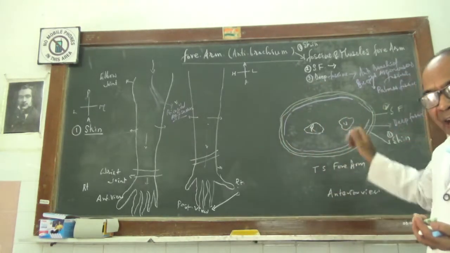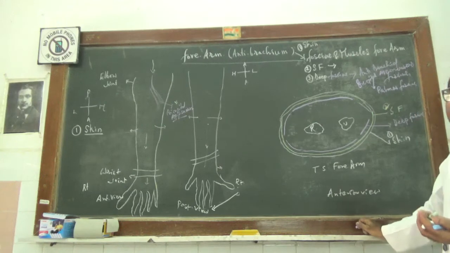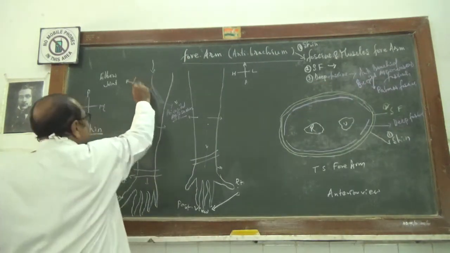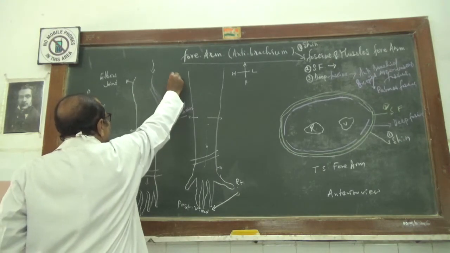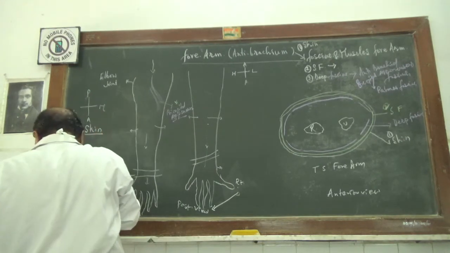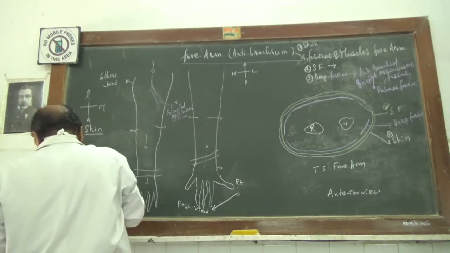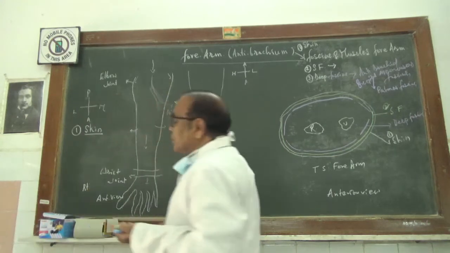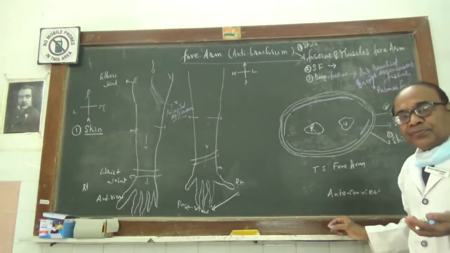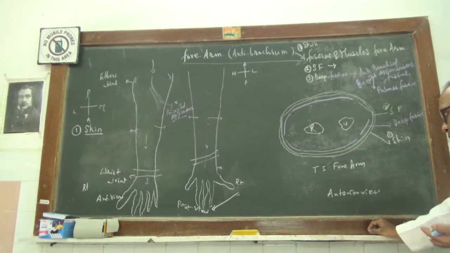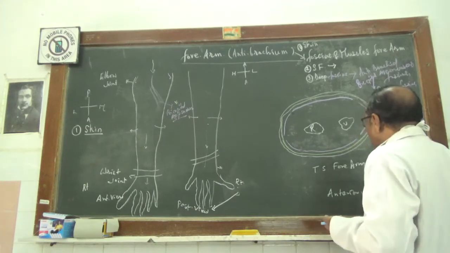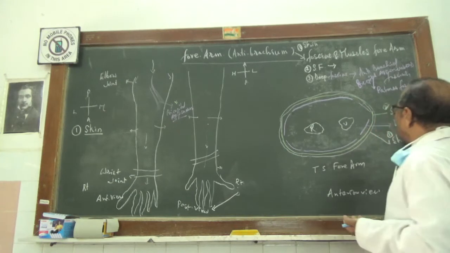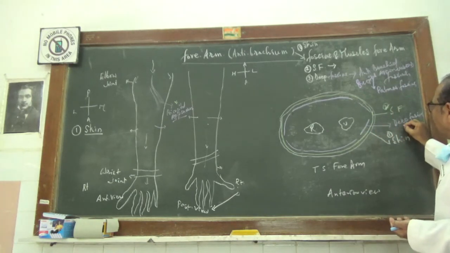Now, this deep fascia of the forearm at the level of the elbow joint, medially and laterally, will be attaching to the condyles of the lower end of the humerus, that is, the medial and lateral epicondyles. This deep fascia of the forearm is called the antebrachial fascia.